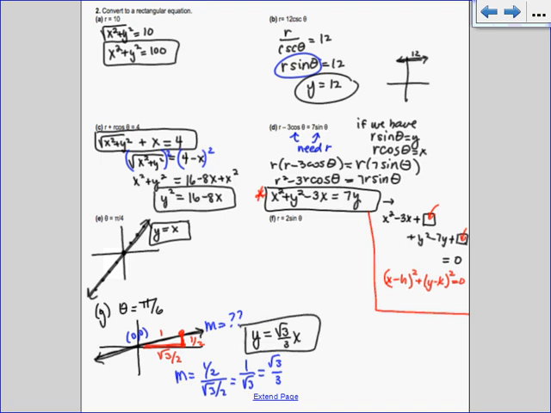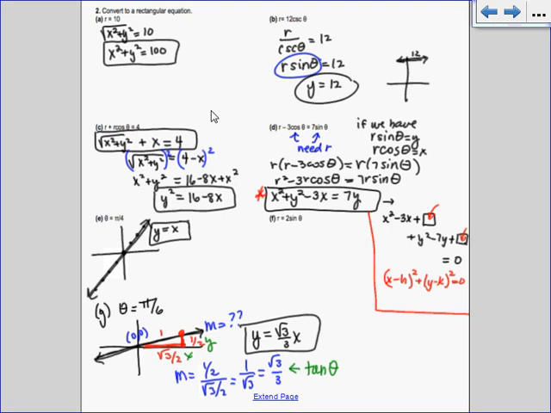So the question is, how do we get this root 3 over 3 thing? What we did is we did the y value divided by the x value. So the slope is always the tangent of your theta. So if you ever need m, you are really just doing the tangent of theta.